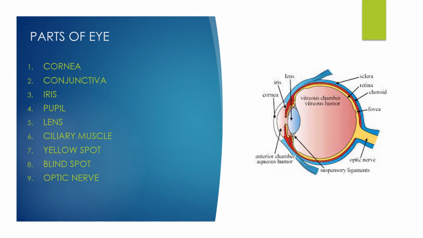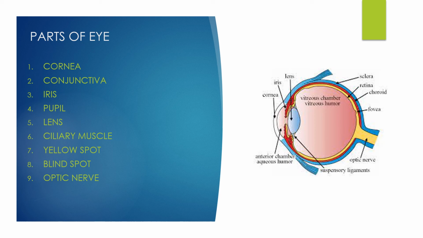The second point is yellow spot and blind spot. Both are present in the retinal region. The yellow spot contains numerous photopigments, and they are helpful for photovision. The blind spot does not contain any photopigments, and even if light is focused onto the blind spot, we can't see any kind of images.